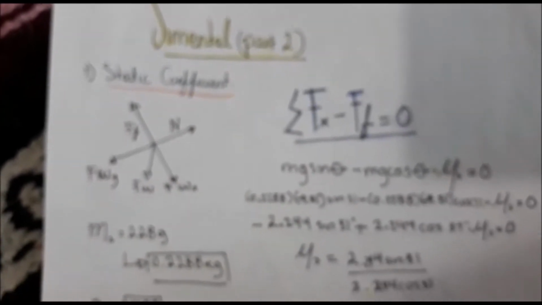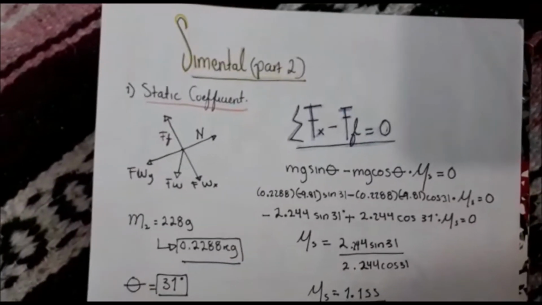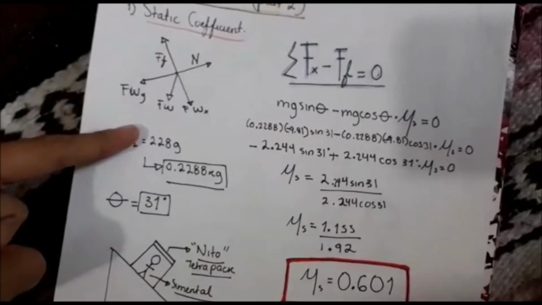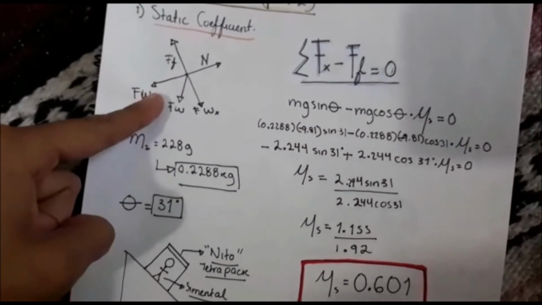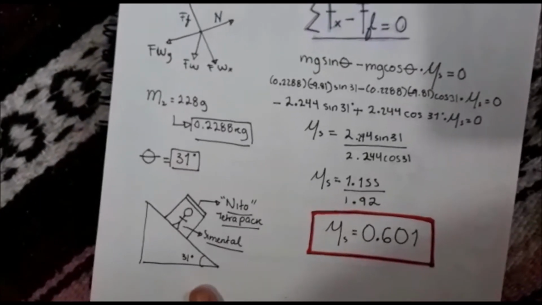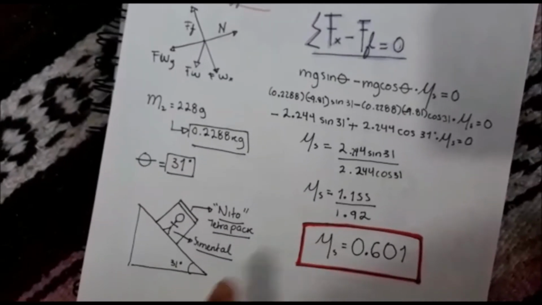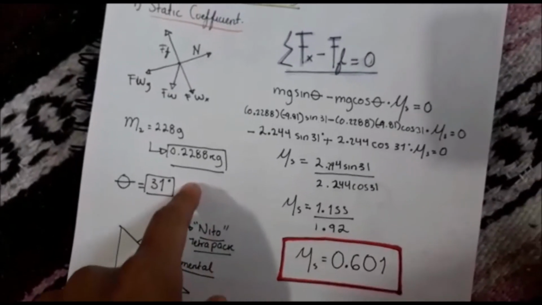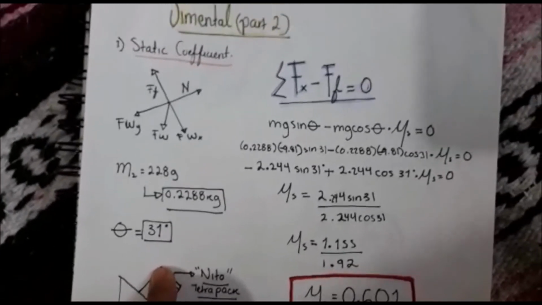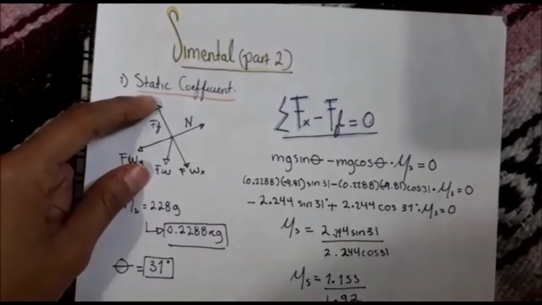So we're going to apply the same thing as the other object. We need to get our free body diagram, that is this one up here, and this is our sketch. Our mass is 0.2288 kilograms, and we have an angle of 31 degrees. We're going to calculate the static coefficient.